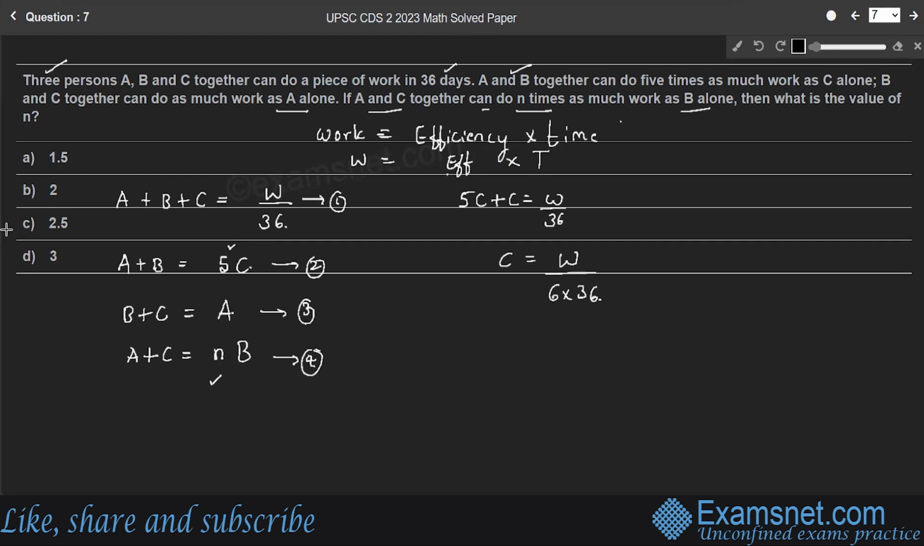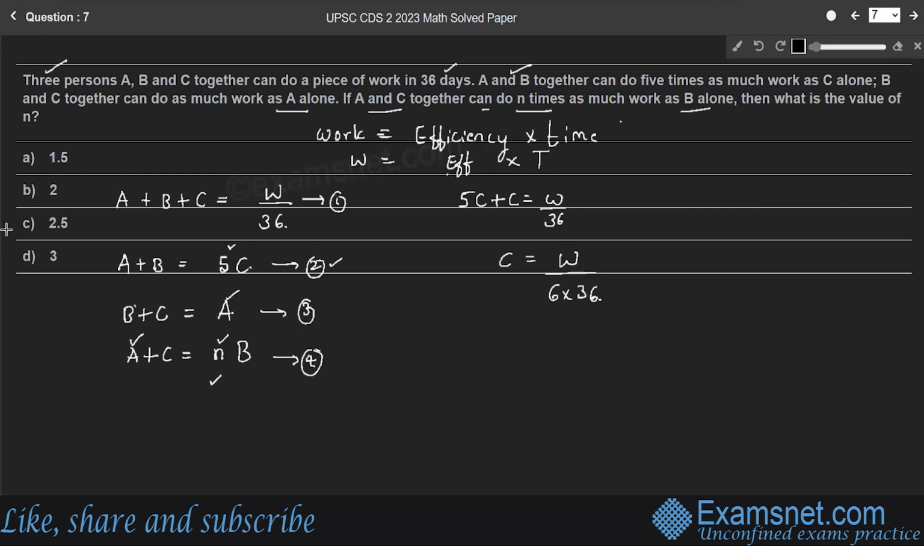Right? This is the efficiency of C. No need to simplify it. We'll leave it as it is. This is the efficiency of C. So to find the value of N, we need the efficiency of A also, right? Since B plus C is equal to A.